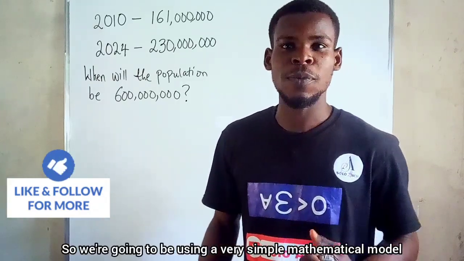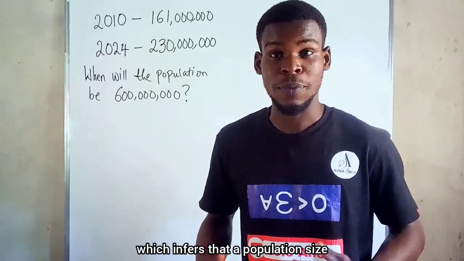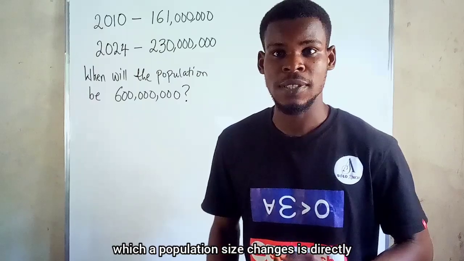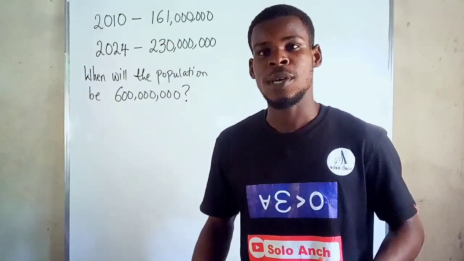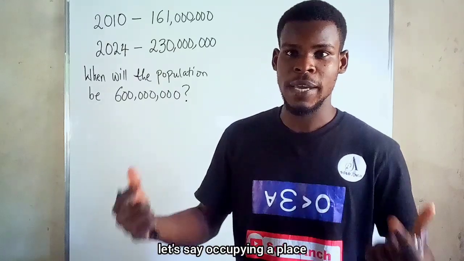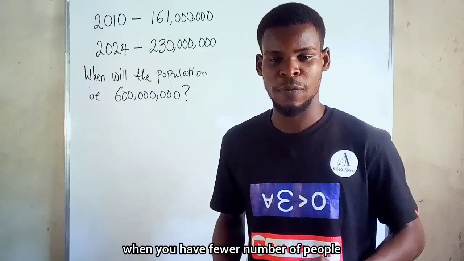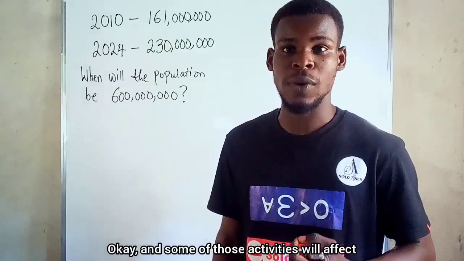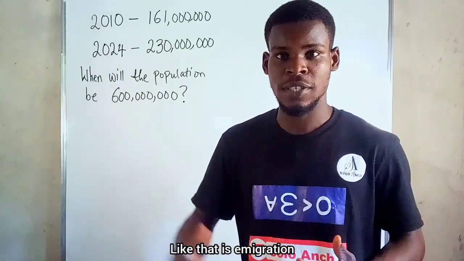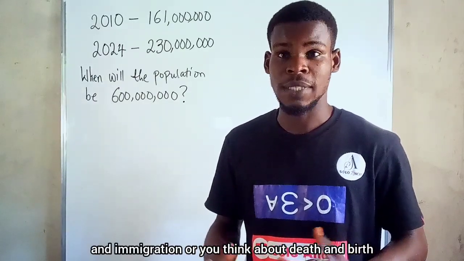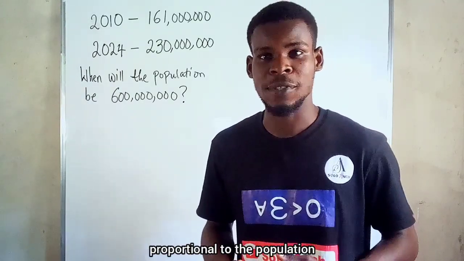We're going to be using a very simple mathematical model, which infers that the rate at which a population size changes is directly proportional to the population. Think about this: if you have more people occupying a place, you have more activities going on there compared to when you have fewer people. Some of those activities will affect the population size, like migrations, that is immigration and emigration, or death and birth. So the rate at which a population size changes is directly proportional to the population.